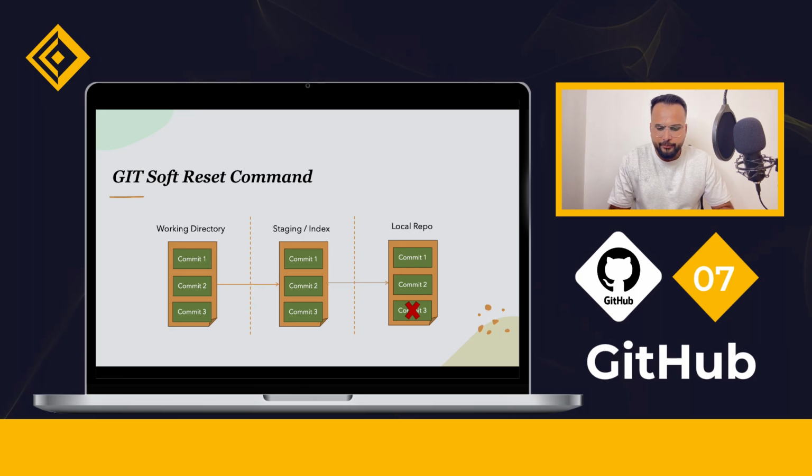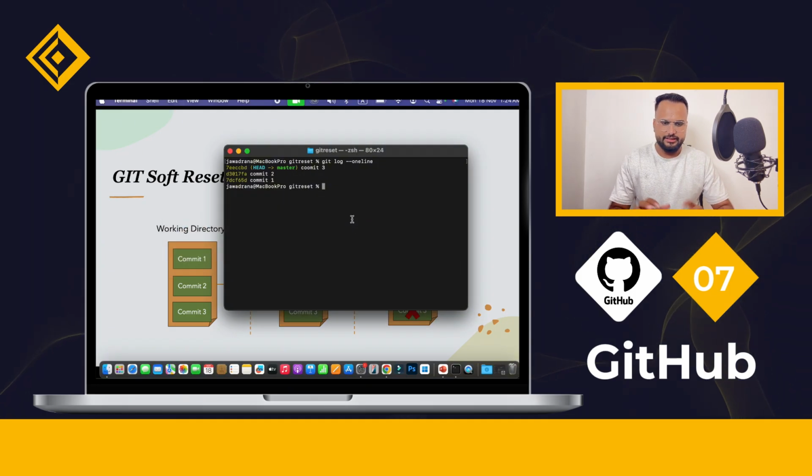So soft reset is a type of commit reset command that will allow you to neglect or undo the commits only in the local repository. The code that is removed related to that commit from the local repository will not be removed from your staging or working area. Okay, let's move forward and try to apply this one.